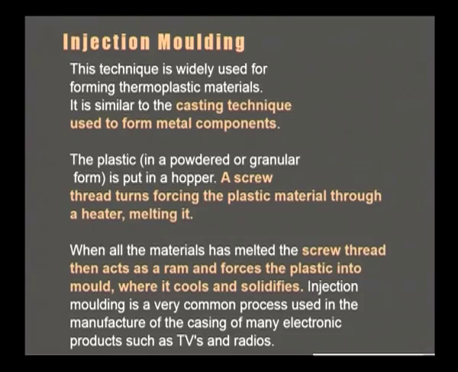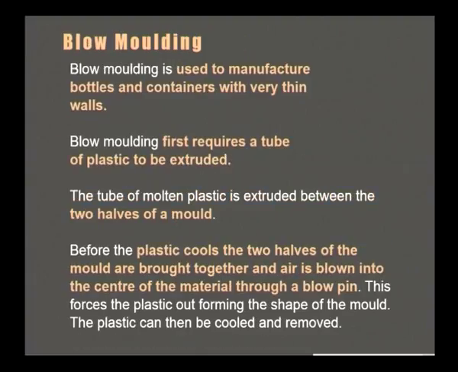Injection molding is a very common way in which plastic is made. This technique is widely used for forming thermoplastic materials. The material is put in a hopper, and a screw thread turns, forcing the plastic material through a heater, melting it. The screw thread then acts as a ram and forces the plastic into a mold where it cools and solidifies. This is how it is formed. This is used for making rather smaller forms of plastic such as TV parts and toys.